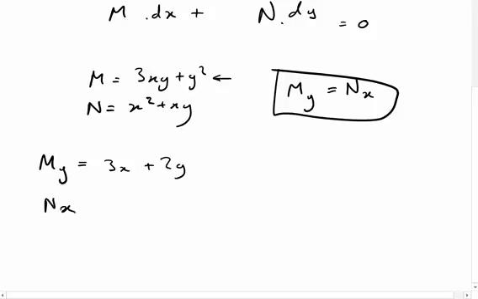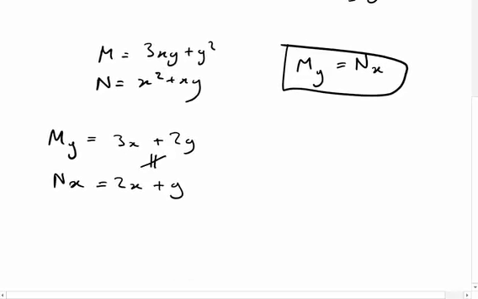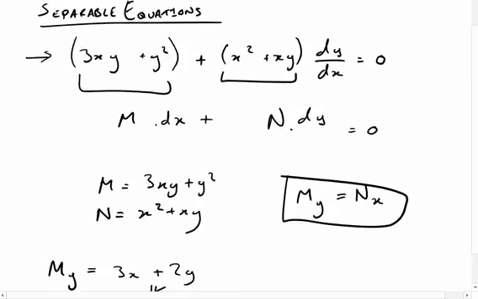Now let's check the derivative of N with respect to x. We're differentiating with respect to x now, so anything which isn't x is a constant, and that includes y. So x squared differentiated with respect to x is going to be 2x. And then xy differentiated with respect to x, well, y is just a constant, and x differentiated is just 1, so it's going to be y here. You can see that clearly those two things are not the same. So because they're not the same, this equation is non-exact.